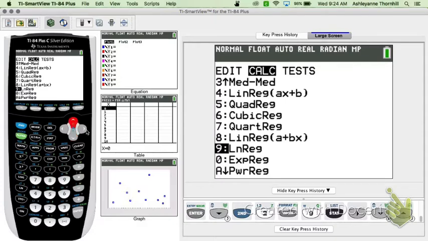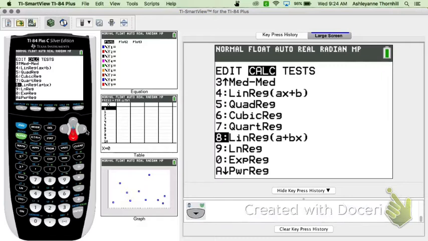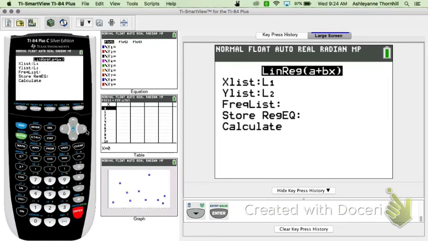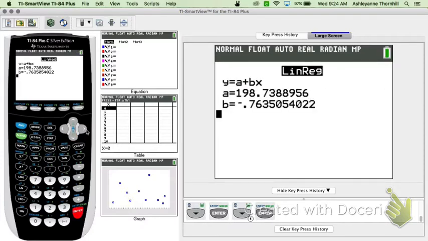I don't know why it went all the way down. Oh, there. Okay. Keep X list, Y list. You can keep the other things blank. Store regression equation: if I wanted to actually plot the line and compare it to my scatter plot, you could put Y1 in there, but you don't necessarily need to, and I'll never make you do that. So now it gives you your line of best fit, or your least squares regression line.